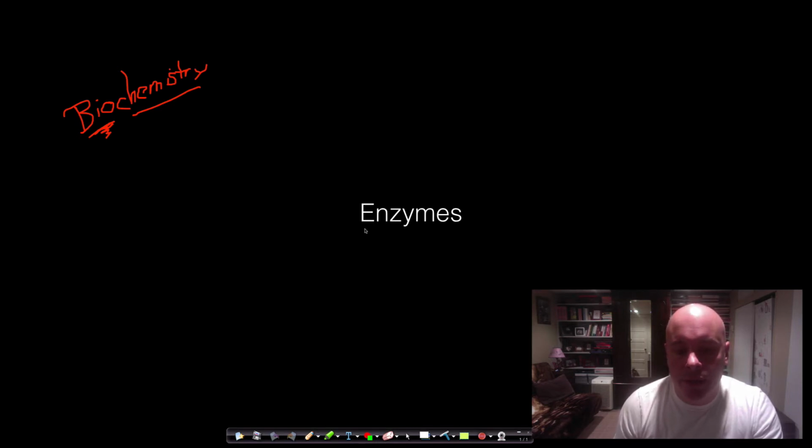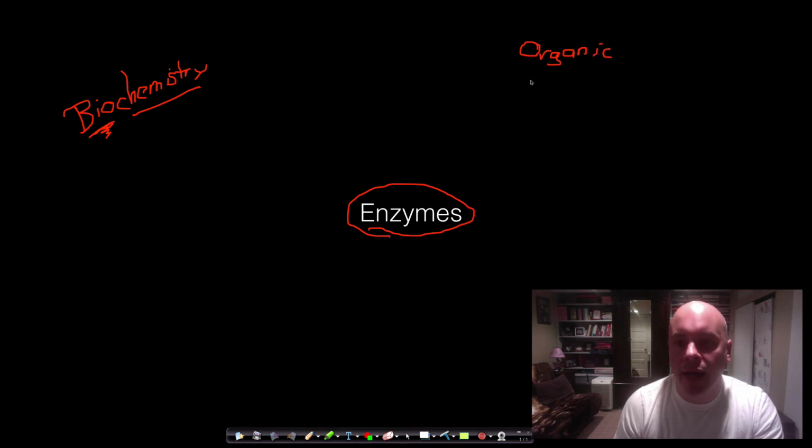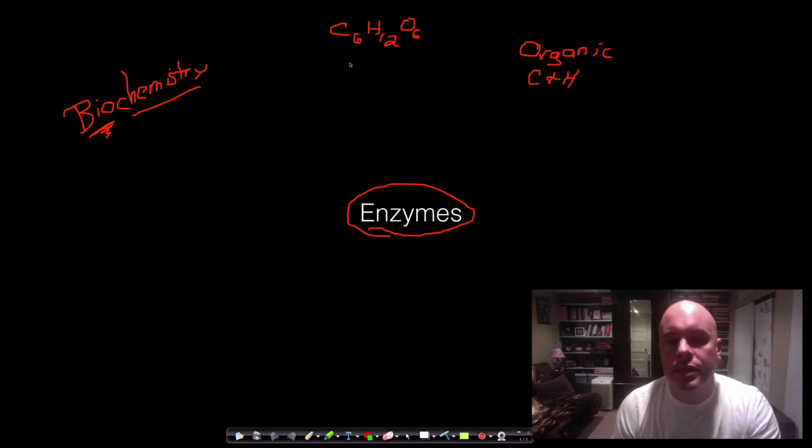Enzymes play a huge part in biochemistry because they are organic catalysts. Well, first let's take a look at organic and see what that is referring to. In order to be organic, it has to have carbon and hydrogen together in the same molecule. So, if we take a look at glucose, C6H12O6, this is organic because it contains carbon and hydrogen.